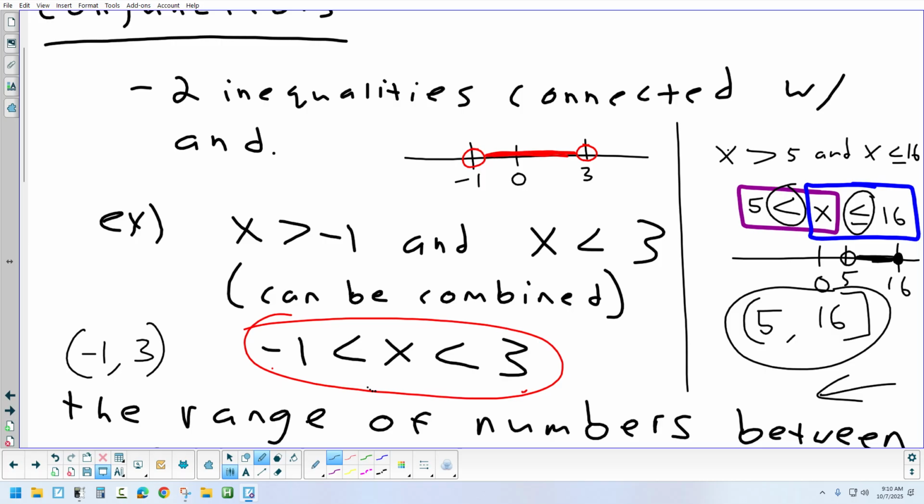Okay, so it's 3 different ways to write your answer. These 2 are both inequalities. This is a graph. This is an interval. It's also called a set or an interval. A set is just a group of numbers. That's all.